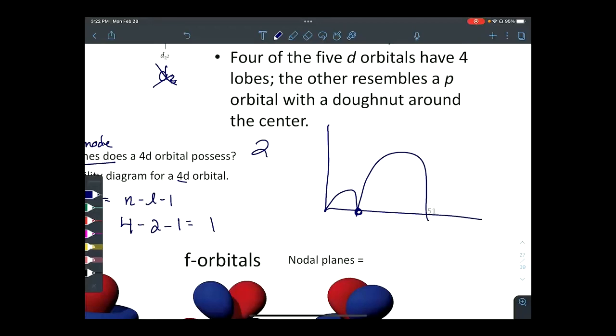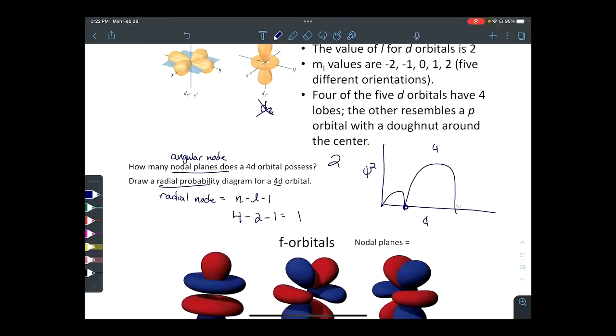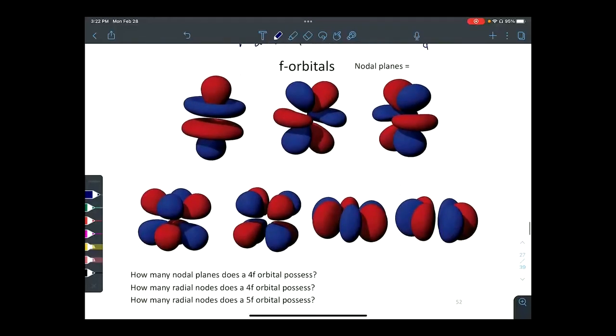And so this is what a 4d orbital looks like. This axis should be distance, and this is the wave function squared. If you sit at the nucleus and then walk away, you would find 2 pockets of electron density for a 4d orbital.